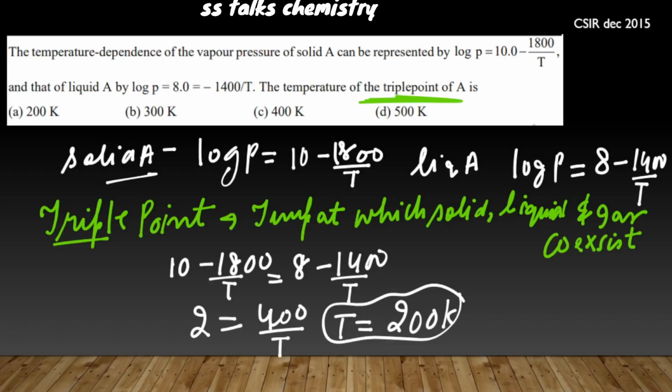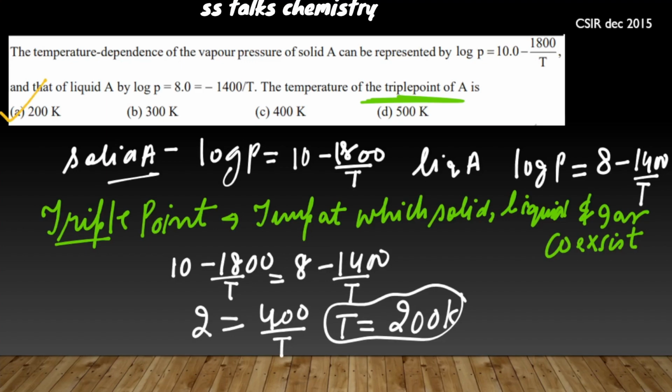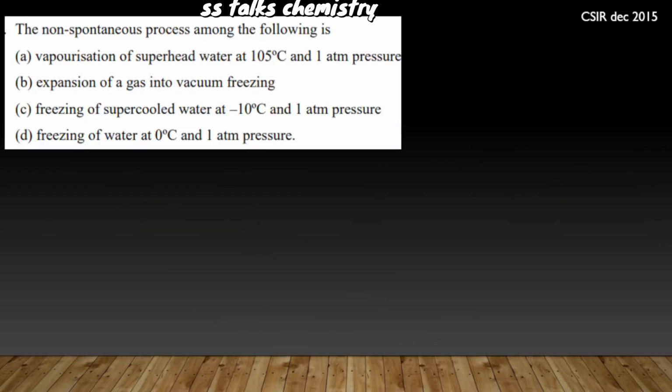So triple point of the A is 200 Kelvin, that is the temperature at which all these three, that is solid, liquid and the gases, will be coexisting. Okay. Next discussion, the non-spontaneous processes among the following. So again I told, spontaneous and non-spontaneous difference is that spontaneous processes continue on their own once the initiation has been provided to them, and the non-spontaneous processes will not continue unless and until the force is being applied over them. Right, that means external help we are giving them.